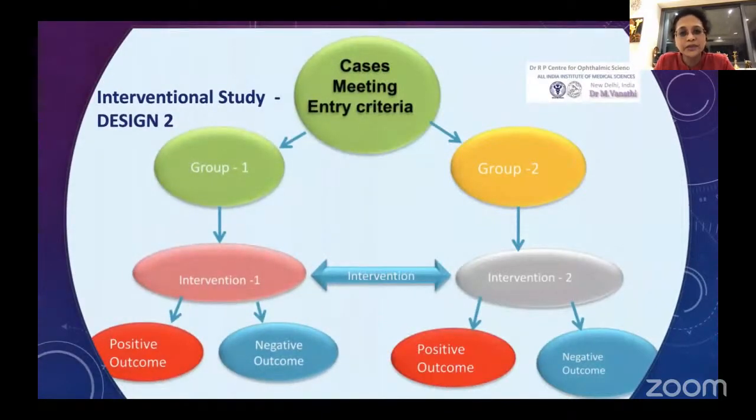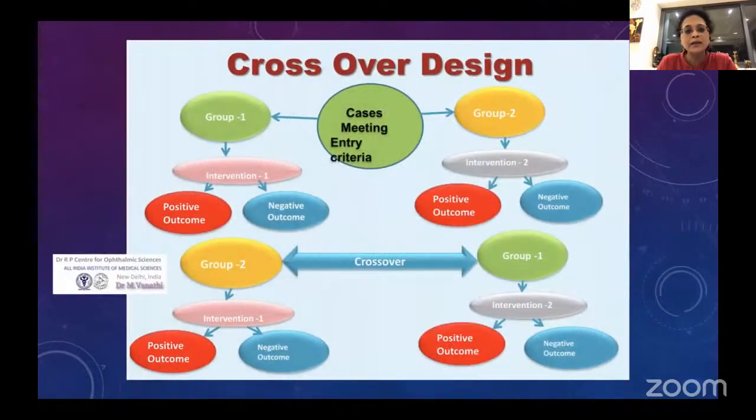The other type of interventional study is when you have two comparative groups, two comparative cohorts, which are looking at two different interventions, and they are comparing the two different interventions for the same particular disease. The crossover study design is again the sample which is divided into two groups, studying two different interventions, and after the outcome is done and a washout period, the groups are crossed over and the interventions are again repeated.